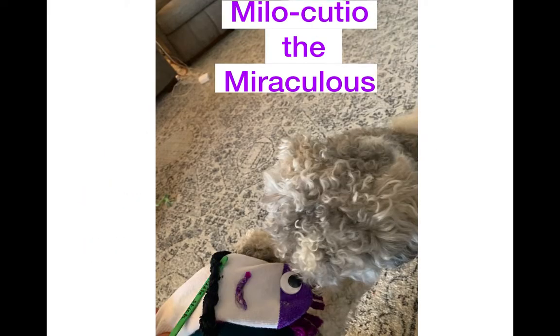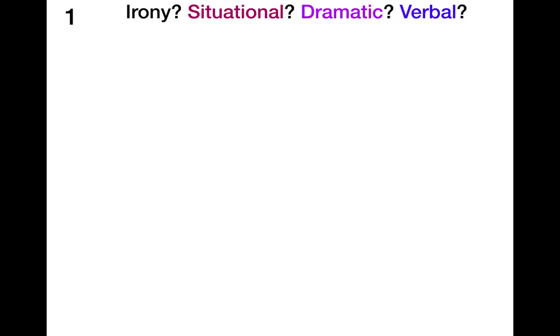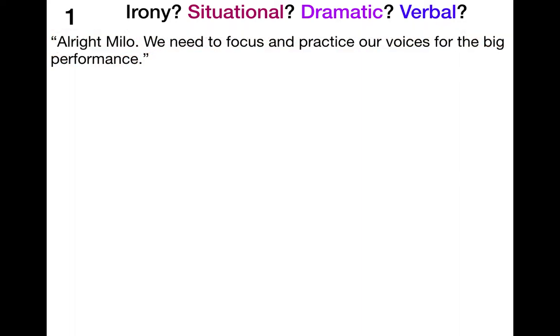Let's continue with our story of Milo the Miraculous. I am wondering if you can find the 3 types of irony in this story. Okay, so this is number 1. Do you notice situational, dramatic, or verbal irony?